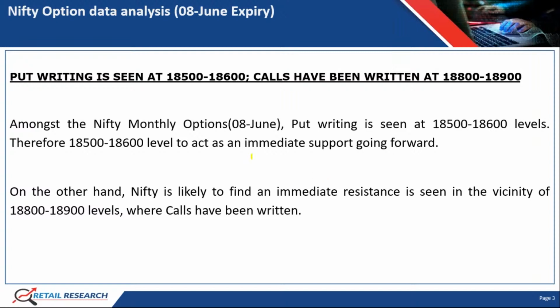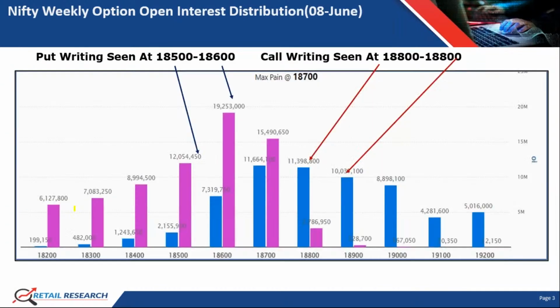Now coming to option data, we have seen put writing at 18,500, 600 levels. This in turn indicates that on the downside, 18,500 to 600 level will act as a strong support. On the higher side, 18,800, 18,900 level to act as a resistance, where we have seen call writing. So as you can see from this option distribution chart, we have seen put writing at 18,500 and 18,600 levels, and on the higher side we have seen call writing at 18,800 and 18,900 levels.